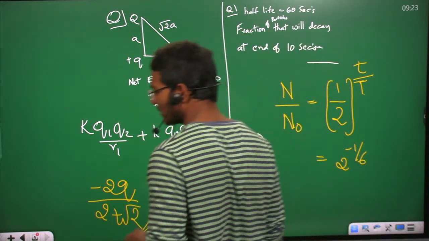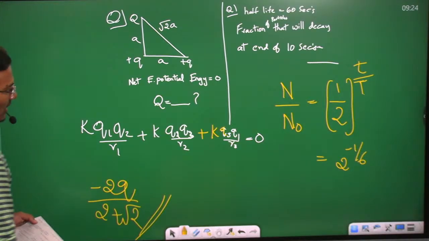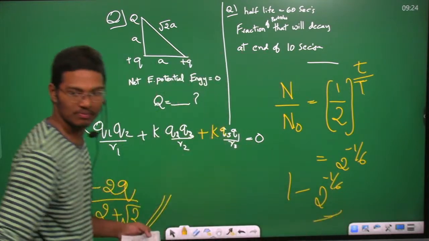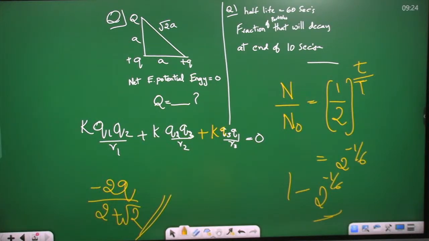So what is being asked? Fraction left. So nothing but fraction decayed, sorry. So 1 minus 2 power minus 1 by 6. See, this is left at the end. So the other part will be that has got decayed. So come on, people working online. I need more answers from you. Okay, Raj, you are right. Come on, still.